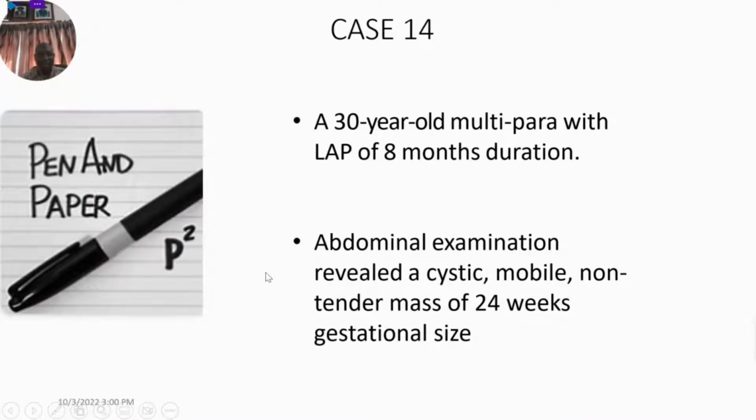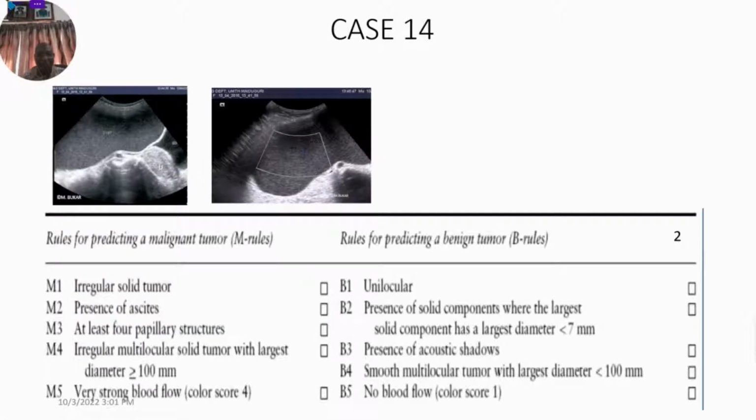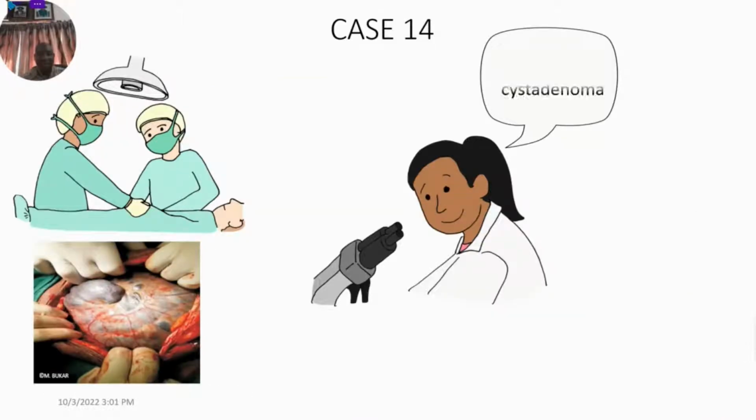Case 14 was a 30-year-old multipara with lower abdominal pain of 8 months duration. Abdominal examination revealed a cystic, mobile, non-tender mass of 24 weeks gestational size. Ultrasound scan revealed that it was a unilocular lesion with no blood flow. So 2 B rules, no M rules, so it's classified as benign. She had surgery and histology confirmed it to be mucinous cystadenoma.